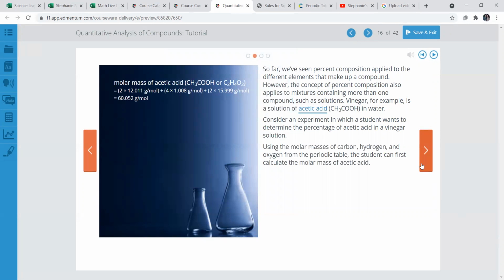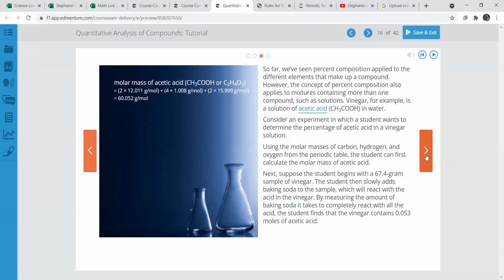Okay. So using the molar masses of carbon, hydrogen, and oxygen from the periodic table, you can figure out and calculate the molar mass of acetic acid, which again is part of vinegar. So that's how you would figure this out. Acetic acid is carbon, hydrogen, and oxygen, which is part of vinegar. So interesting that vinegar has all those in it.